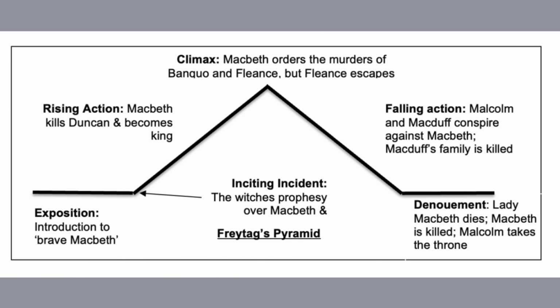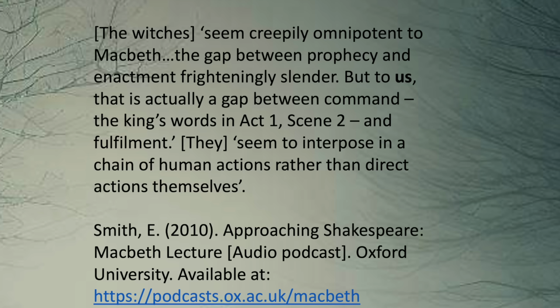Let's look at an example. In Act 1, Scene 3, the witches tell Macbeth he will be, among other things, Thane of Cawdor. Moments later, Ross arrives and tells Macbeth he's been promoted to that very role, and this astonishes Macbeth. Now, as Dr. Emma Smith explains, the witches seem creepily omnipotent to Macbeth, the gap between prophecy and enactment frighteningly slender, but to us, that is actually a gap between command, the king's words in Act 1, Scene 2, and fulfilment. To Smith, the witches seem to interpose in a chain of human actions rather than direct actions themselves.